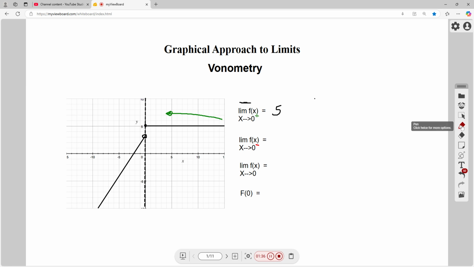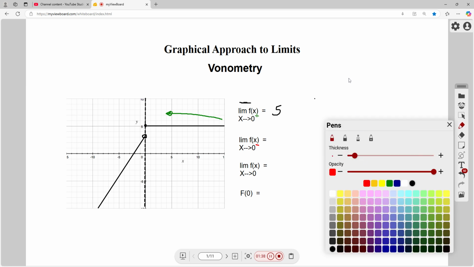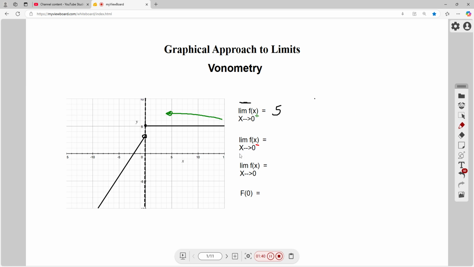Now on the other hand, if it's a limit as x approaches whatever number, in this case 0, from the left side or negative value, just go up, follow the line, and go up. Here we can see that it's 1, 2, 3, so it's 3. The y is 3. So that's our answer for limit f of x, x approaching 0 from the left side.